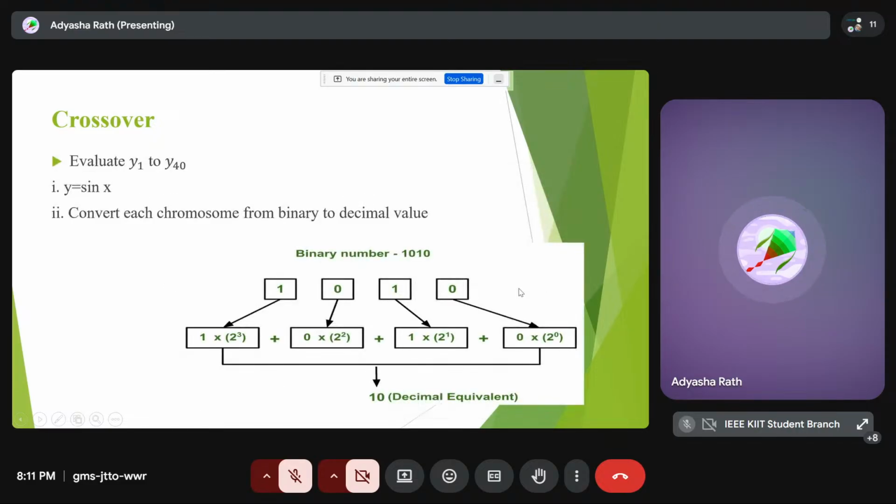So here I have to calculate. I have taken the function y equals sin x. First I have to evaluate y1 to y40. So convert each chromosome from binary value to decimal value. You know very well how to convert binary to decimal: for 1010, 0 times 2 to the power 0, then 2 to the power 1, then 2 to the power 2, then 2 to the power 3. So you will get the value 10.